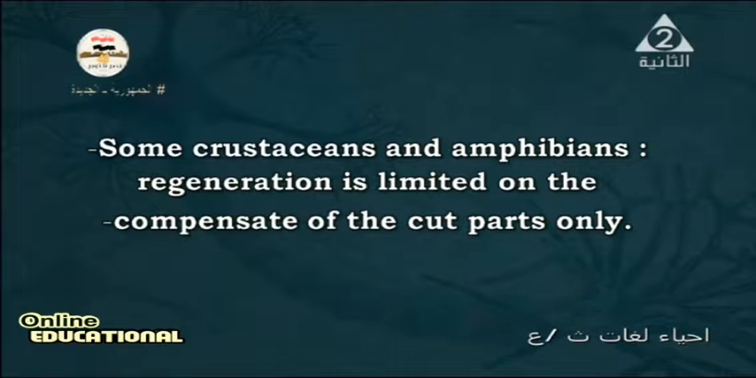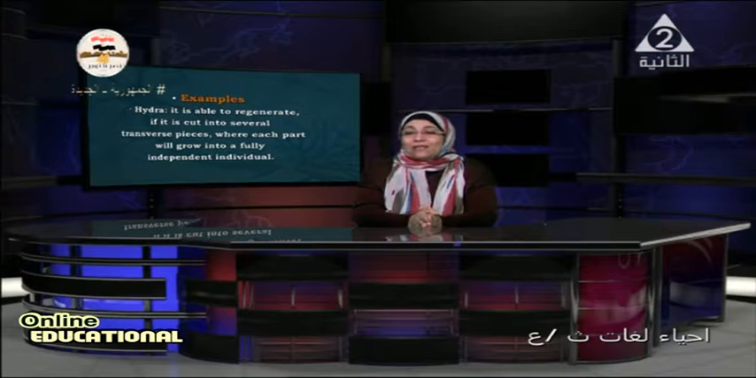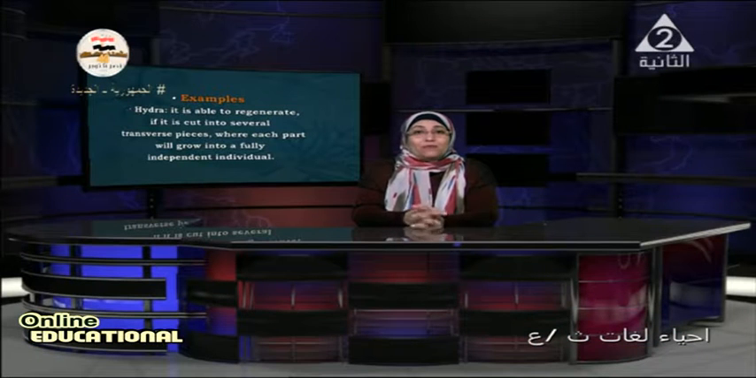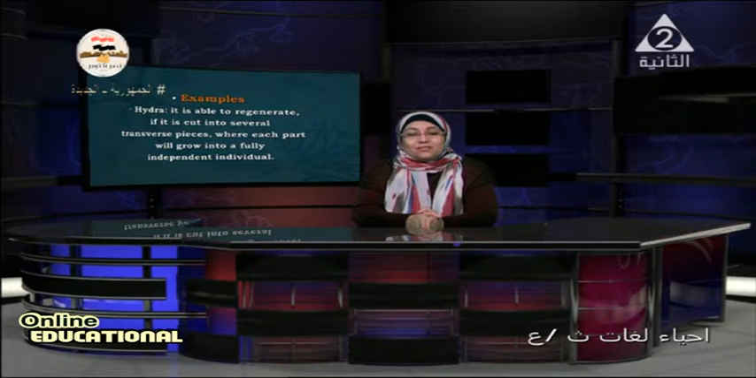Also some crustaceans like shrimp and crab, and amphibians, regeneration is limited. Okay, the last examples for this asexual reproduction: regeneration occurs in hydra, in shrimp, in crustacea. This is the end of the regeneration.